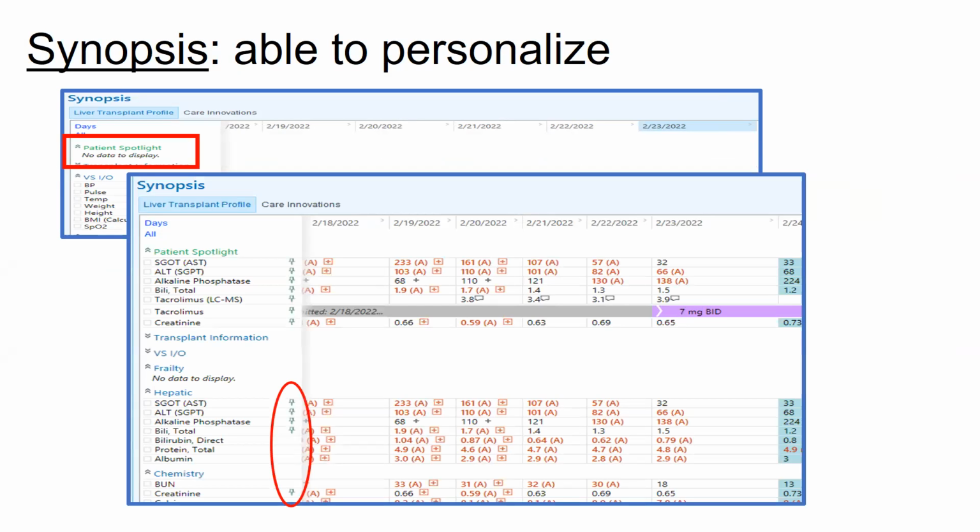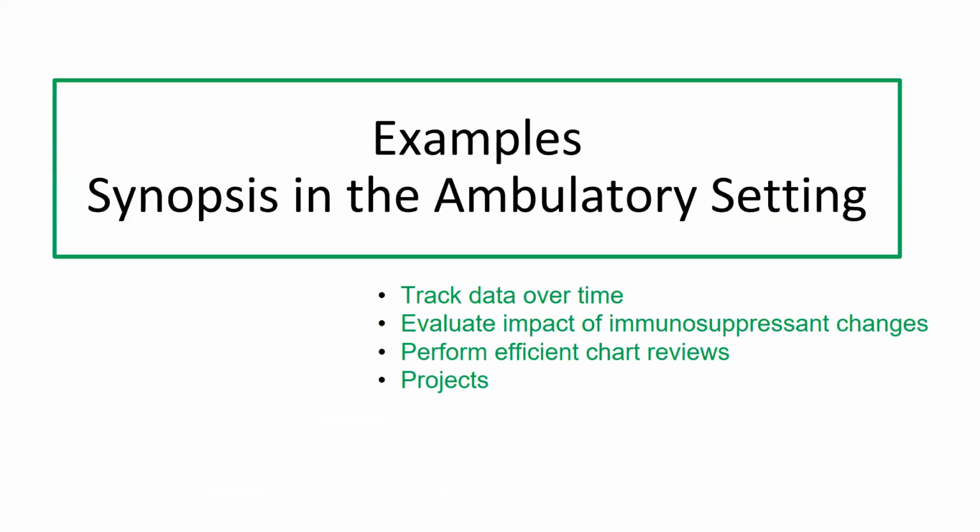And to do this, you would just click on the push pin for each of the data fields you want to track, and then whatever you've pinned will be added to their spotlight as shown here. So then when you go into their chart, you open their synopsis and the customized data that you want to look at is in their spotlight. So that was just a super quick review of synopsis in case anybody's not familiar.